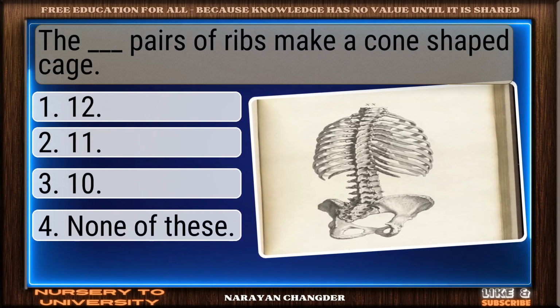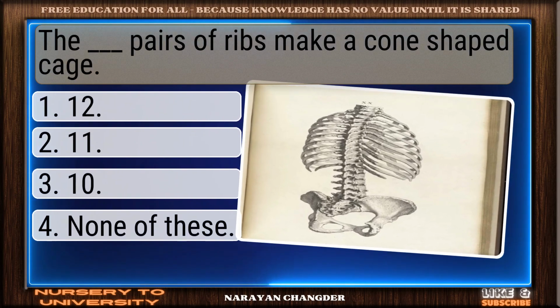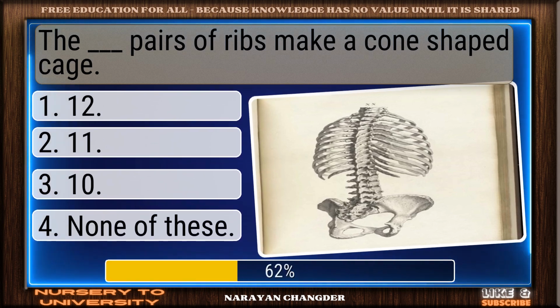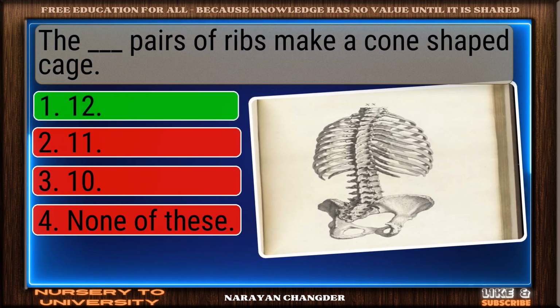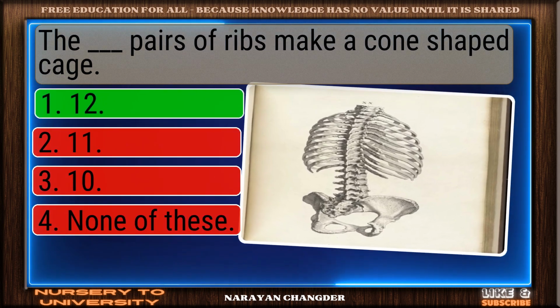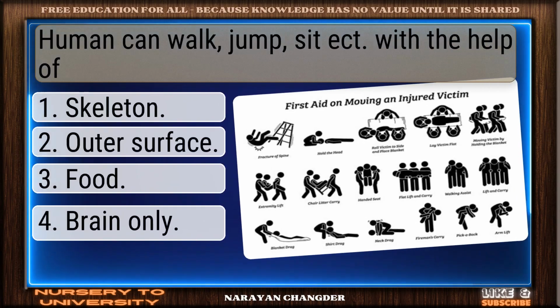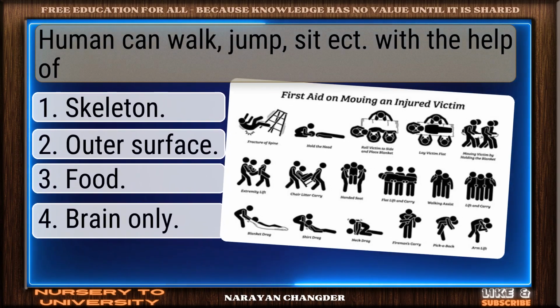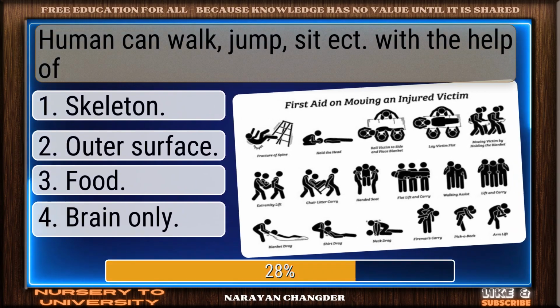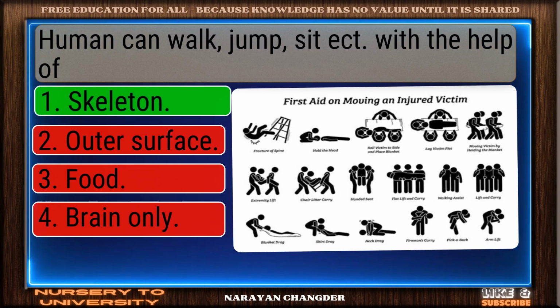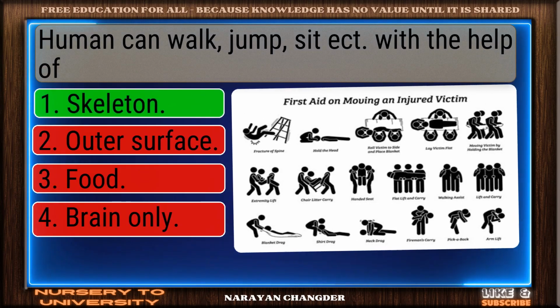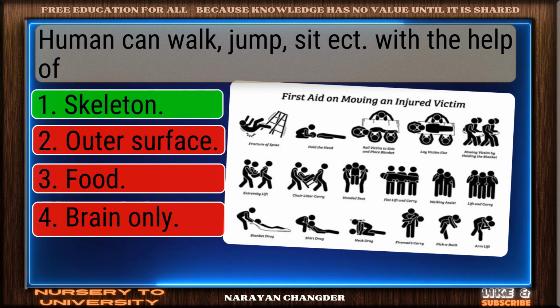The dash pairs of ribs make a cone-shaped cage. Excellent choice. 12 is the right answer. Humans can walk, jump, sit, act with the help of... Nice selection. Skeleton is the correct and valid answer.